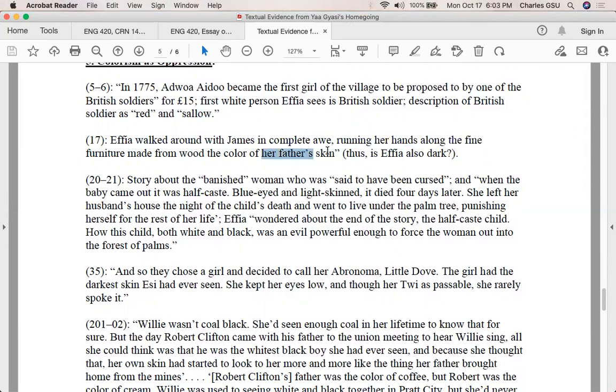And the color of her father's skin is probably, though the narrator doesn't come out and say it, a reference to mahogany because it's wood. And mahogany, of course, is almost black. And remember, Afia is Cobbe Otcher's daughter from the house girl, Maame, and possibly, therefore, is of a darker skin color, right?